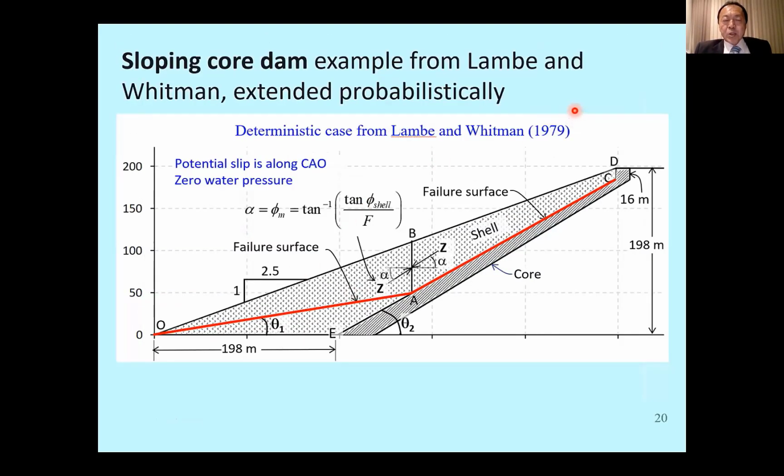This is a sloping core dam from Lam and Whitman 1979, deterministic analysis, which I extended probabilistically. There is undrained shear strength on the clay core, and there is a frictional resistance through the granular shell material.